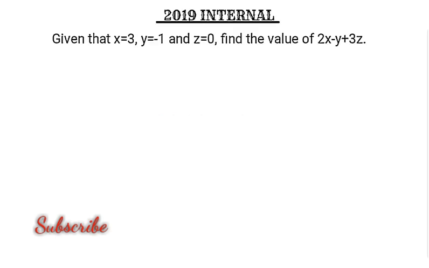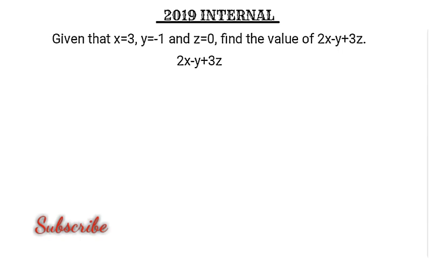Okay, so in 2019 this is the question that came, which is given that x is equal to 3, y is equal to -1, and z is equal to 0. Find the value of 2x minus y plus 3z. Okay, so I'm going to rewrite the expression down here.